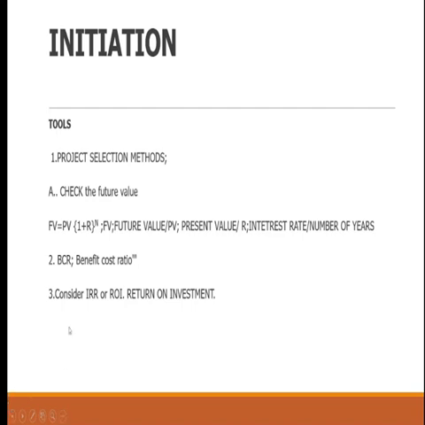It's here. You can look at it. FV is equal to PV(1 + R)^N, where your FV is the future value, your PV is the present value, your R is the interest rate, and the N is the number of years. You can do a little calculation with this on your own.